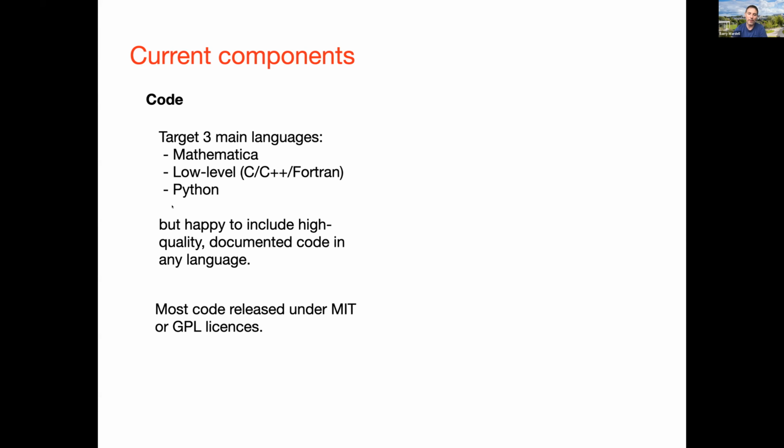So we target those three languages mainly because the developers are the ones that use them. But really, we're happy to include any code as long as it's high quality and well documented. It doesn't matter about the language. And we're not too prescriptive on the license as long as it's open source. Most of the code released so far has been under either the MIT or the GPL licenses.